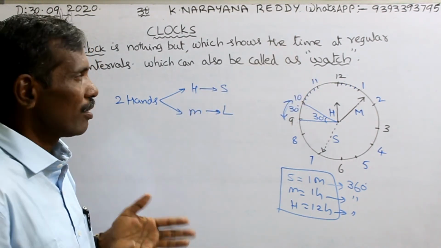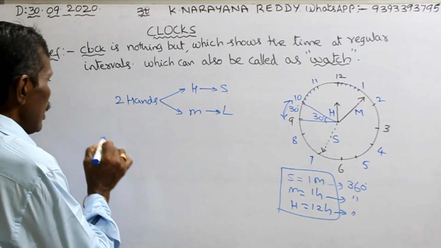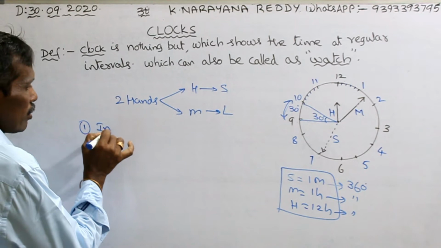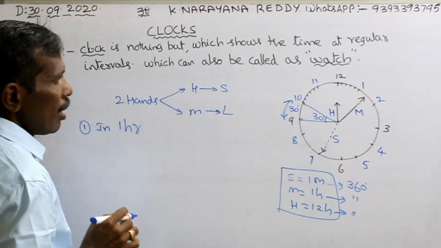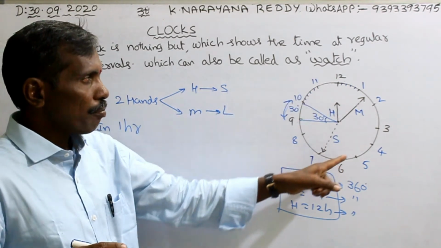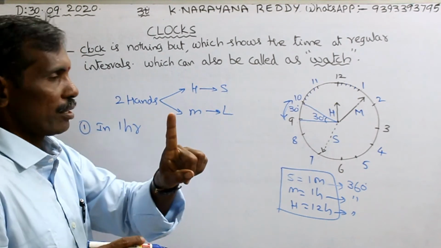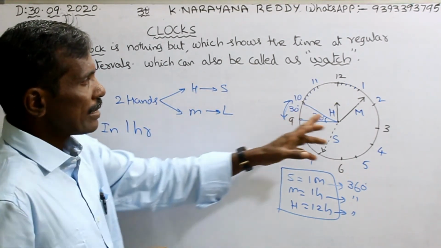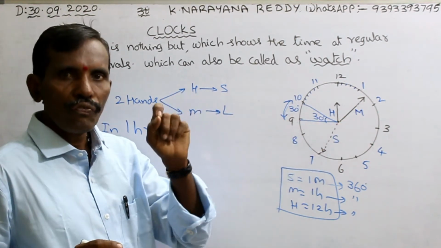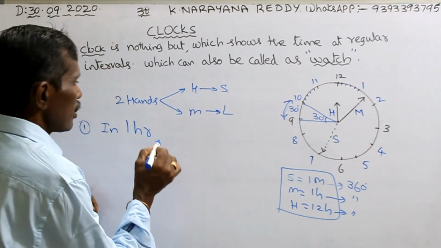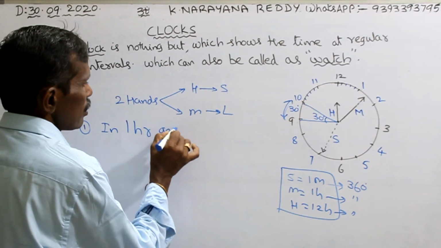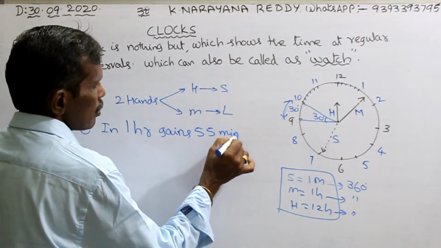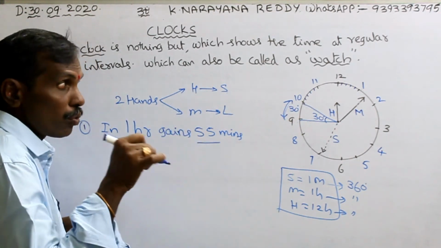Yes or not? Okay. Now, the first point: in 1 hour, minute's hand completes one rotation, one revolution. In 1 hour, minute's hand gains 55 minutes over the hour hand. Gains 55 minutes. Please remember this. 55 minutes over the hour hand.